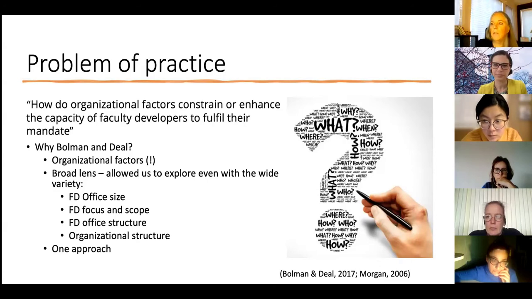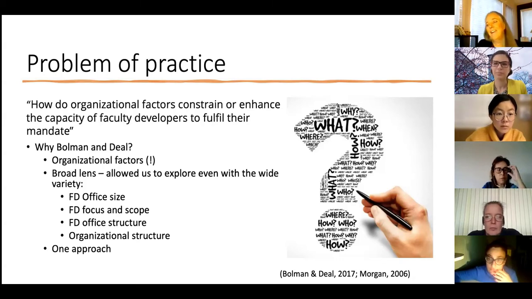As we did our annual check-in reports of programs, we felt that this was a prime opportunity to explore this pattern, the supposed patterns we were seeing, as a way to collectively understand what is happening and perhaps collaboratively develop strategies to improve our programs. We framed our shared problem of practice, as you see here: how do organizational factors constrain or enhance the capacity of faculty developers to fulfill their mandate? And that became essentially our research question.